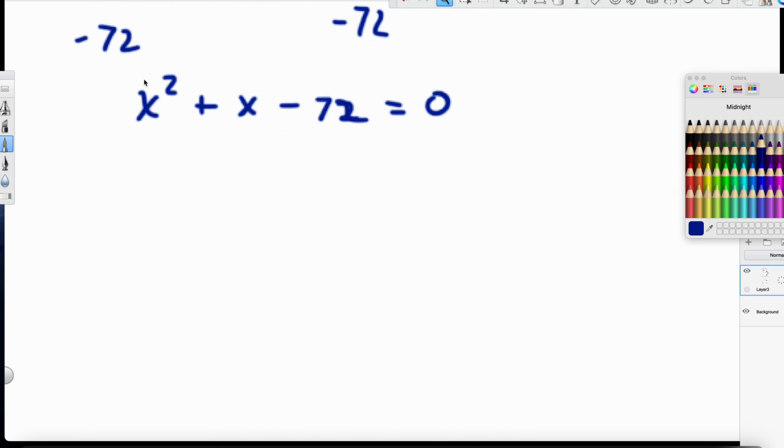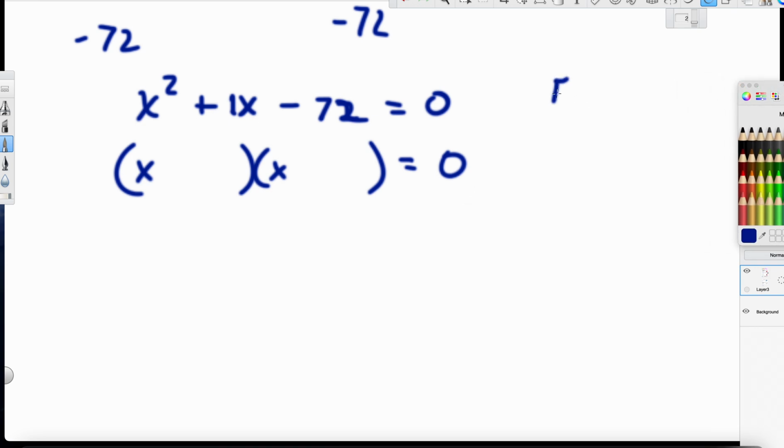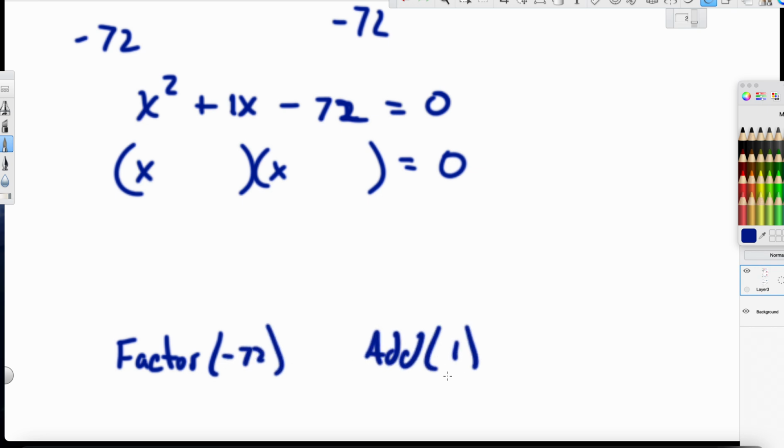Okay, so does this trinomial factor? My a value here is 1. My b value here is 1. My c value is negative 72. So I want to find what are the factors. So we're thinking, okay, this is going to break up into two binomials. It's going to be x and x. I need to find the factors of negative 72 that add to 1.